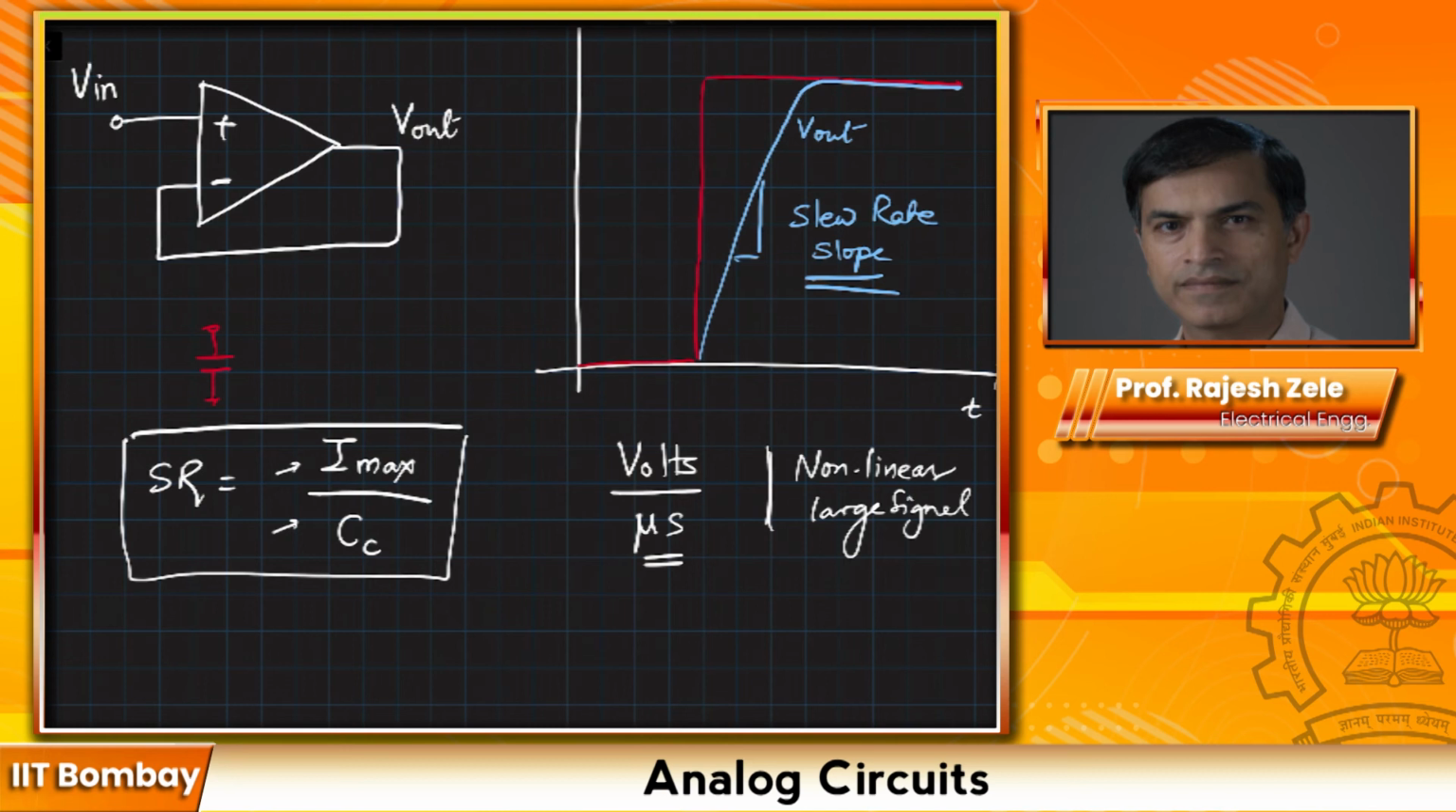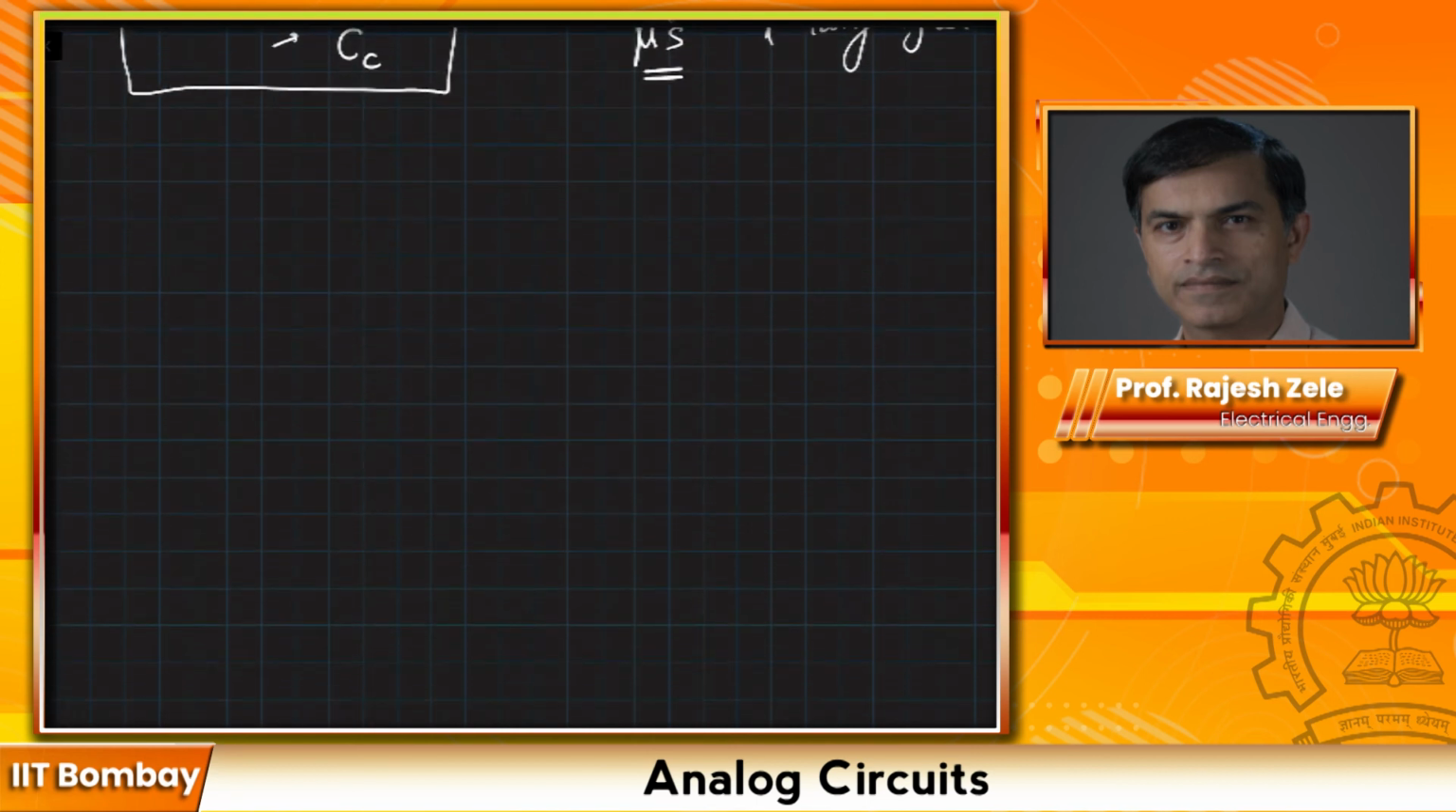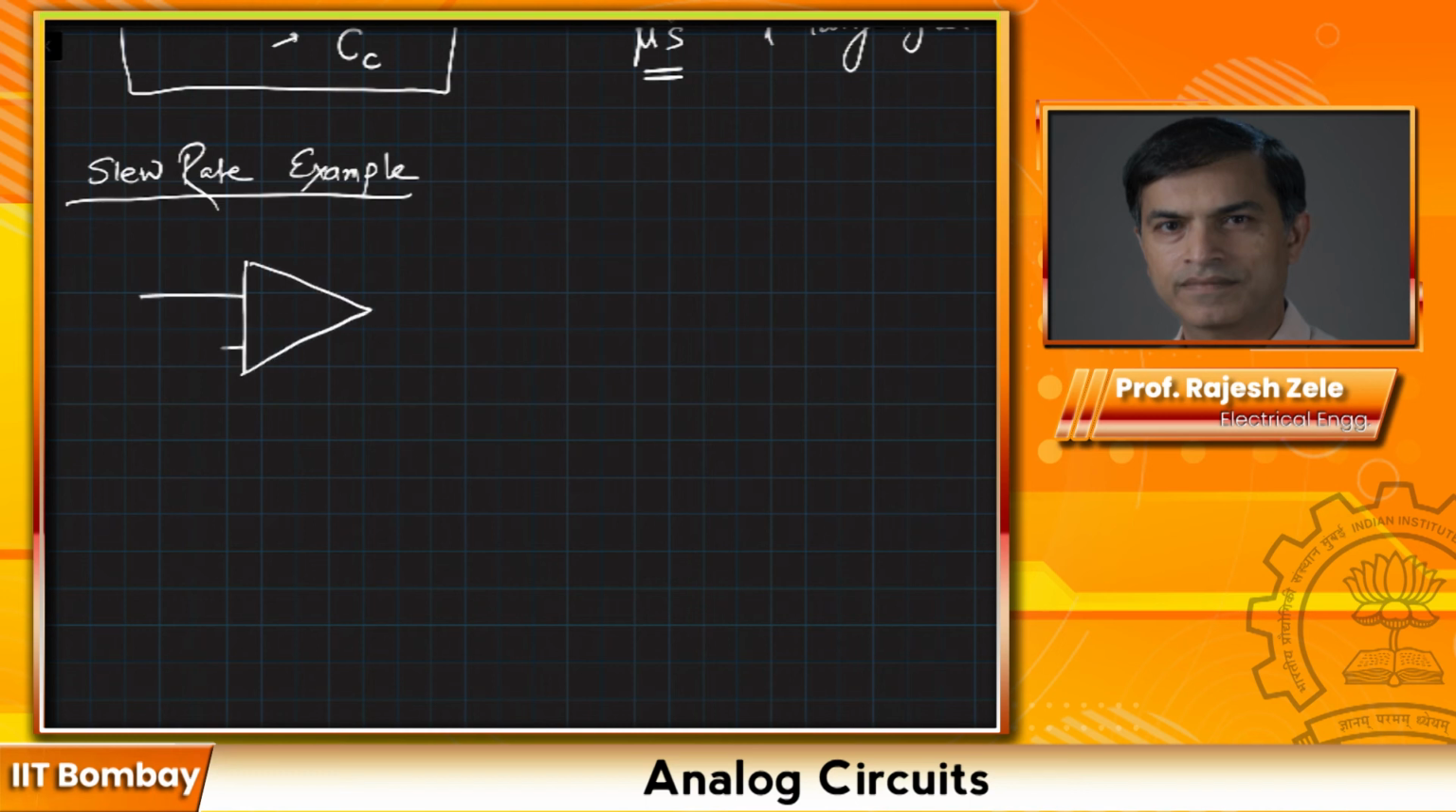Let's take an op-amp, and that looks like this. Make sure that you observe the feedback part. The feedback has to be negative, otherwise you will not get the same answer. So Vin, Vout, and you're given that the slew rate of the op-amp is 10 volts per microsecond. That's given to you.